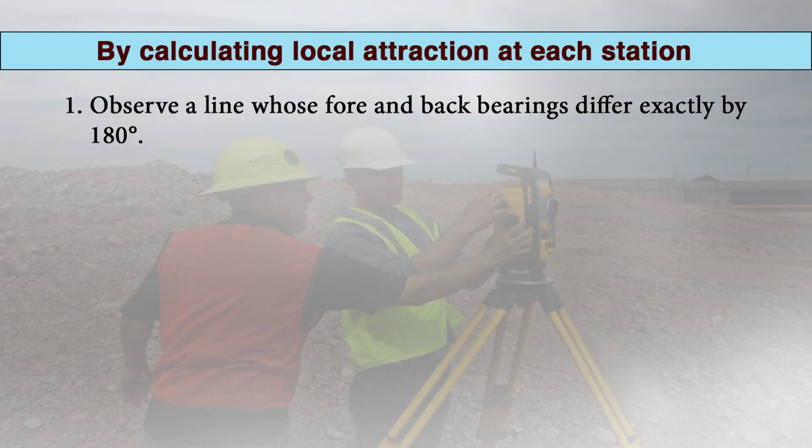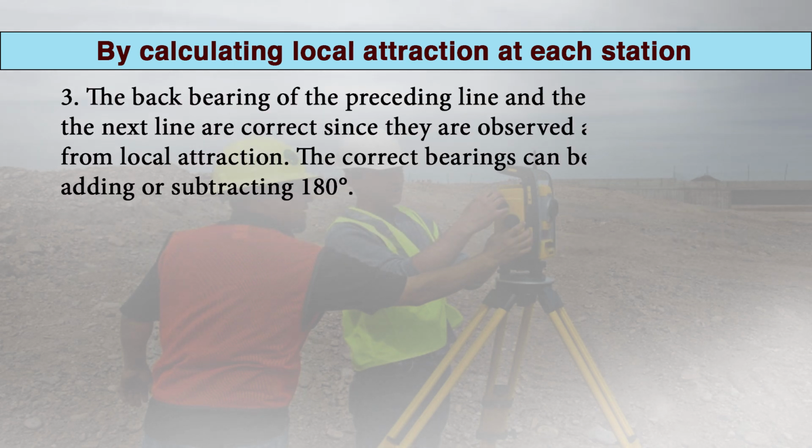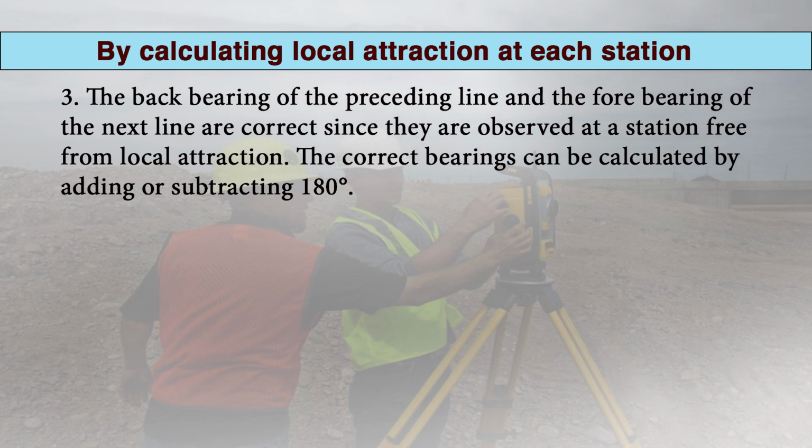For a closed traverse, the method fails when some of the calculated included angles of the traverse are not equal to their theoretical sum. So, the steps involved are the following. First step, we have to observe a line whose fore and back bearings differ by exactly 180 degree. In the second step, the end stations of such a line are accepted as free from local attraction and the bearings observed at such stations are taken to be correct. The back bearing of the preceding line and the fore bearing of the next line will also be correct, since these are observed at stations which are free from local attraction.